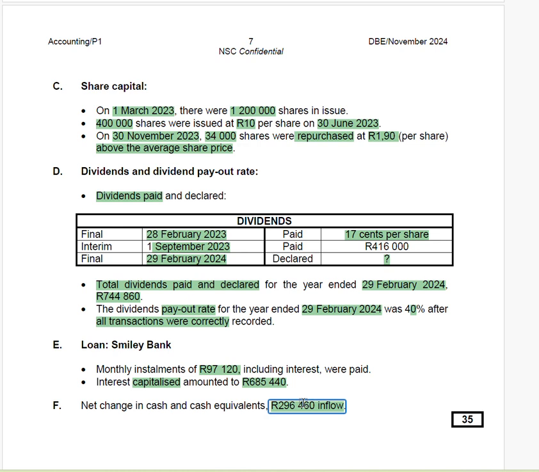So now that we've looked at the scenario or the question, we need to look at the solution. As we look at the solution, I'll be taking you through how the examiner arrived at each amount that they have presented to you. Then once we have arrived at that, you're going to be in a position to master your accounting grade 12 going forward.